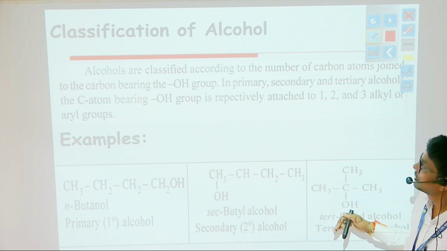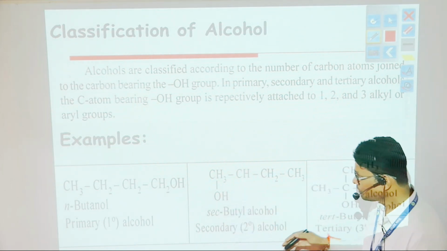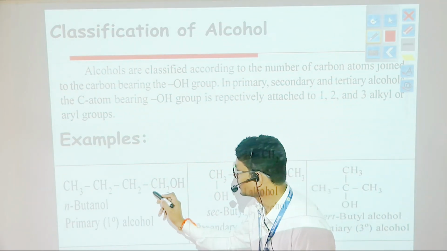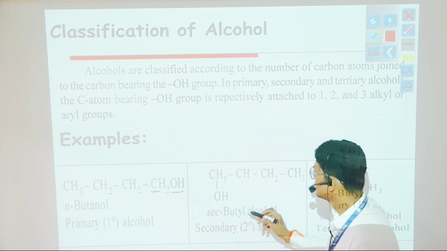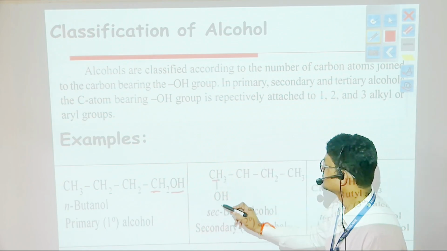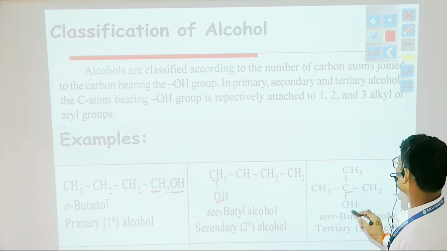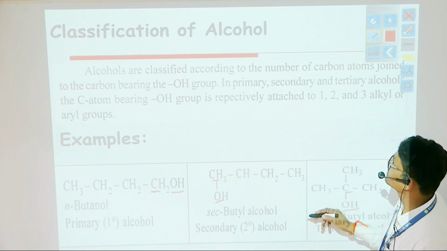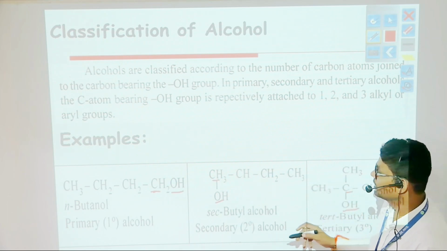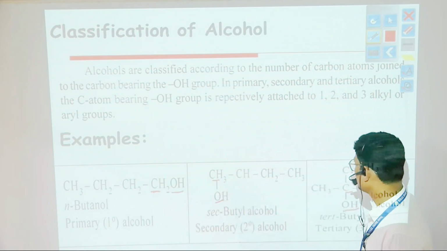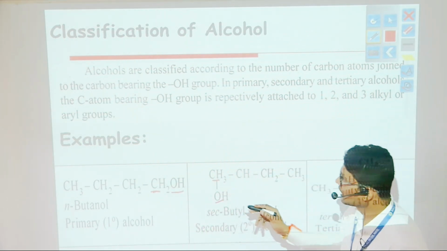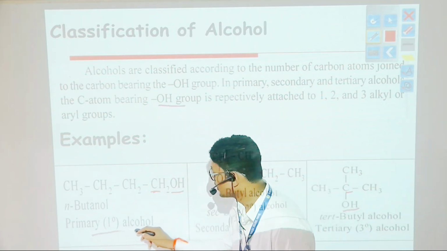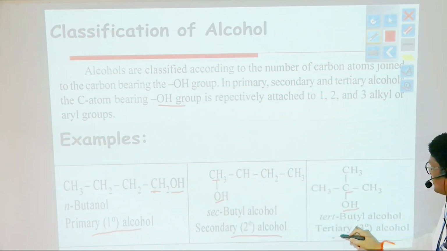In the different structures you can see the carbon atoms bearing the OH are different. Consider this carbon atom which is attached to OH, this carbon atom, and this carbon atom, these are different carbons. The difference is that the carbons are primary carbon, secondary carbon and tertiary carbon. So according to the carbon atom bearing the OH group, alcohols are classified as primary alcohols, secondary alcohols and tertiary alcohols.